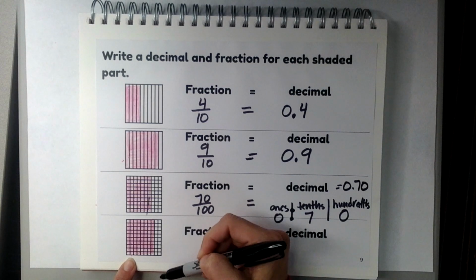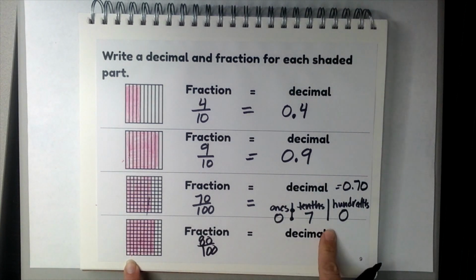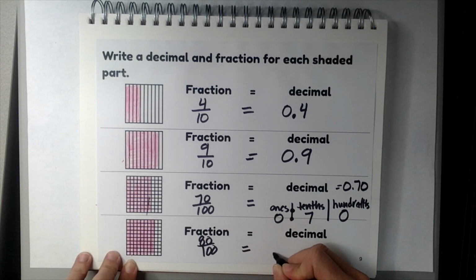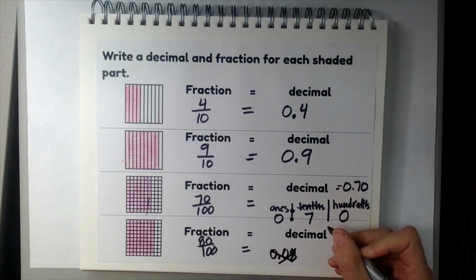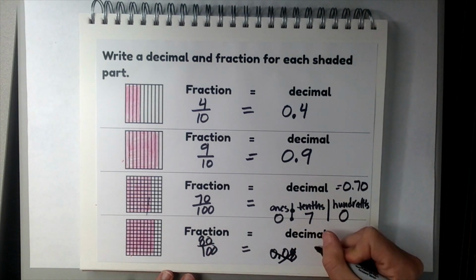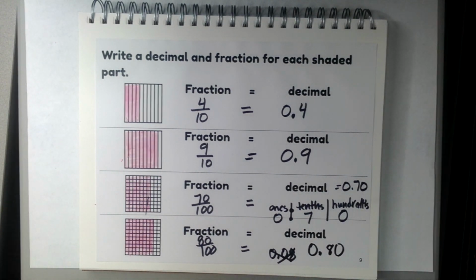And then here we go. All but 20 are shaded, so I know that's gonna be 80 out of 100. So use what we did up here. We're not gonna write 0.08 because that would be only 8 hundredths, okay? So we're gonna put each digit in a place value. So we have 0.80, 80 hundredths.